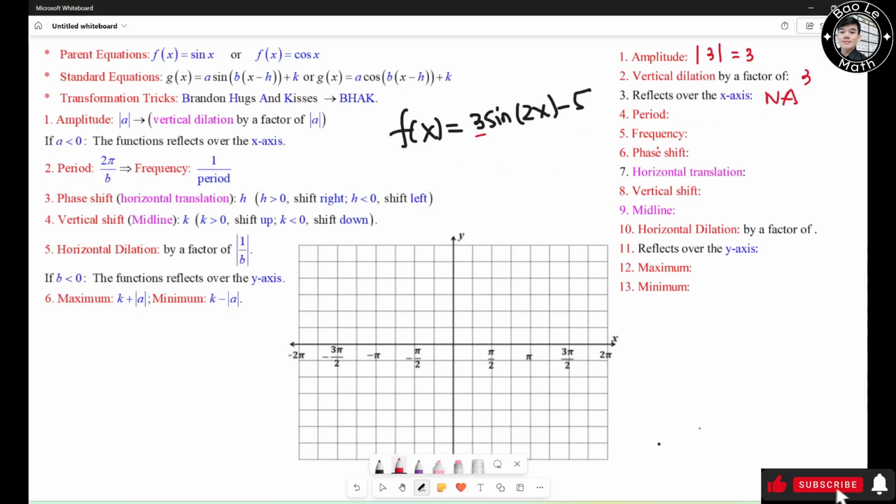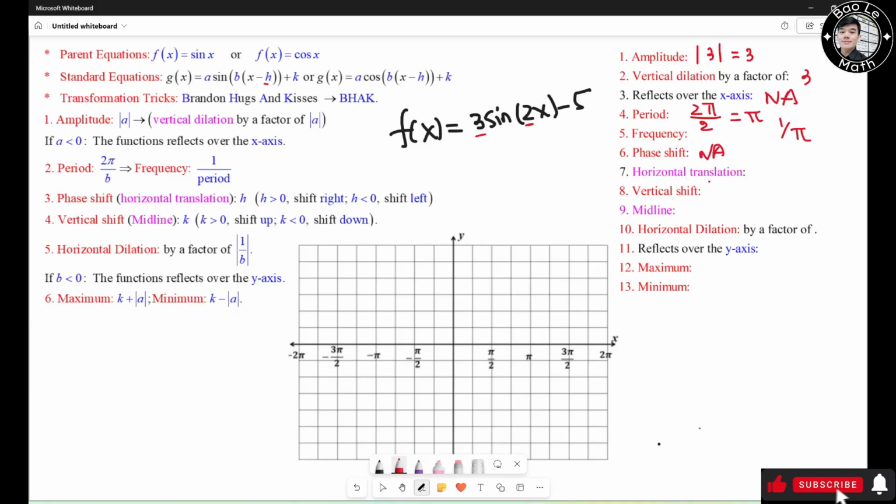The period, we're going to take 2 pi, we divide by b. b equals 2, right? So the answer is pi. Now, next one, frequency is the reciprocal of the period, so it is 1 over pi. Now, phase shift, there is no phase shift, right? Because there's no h right here. So phase shift is not available.